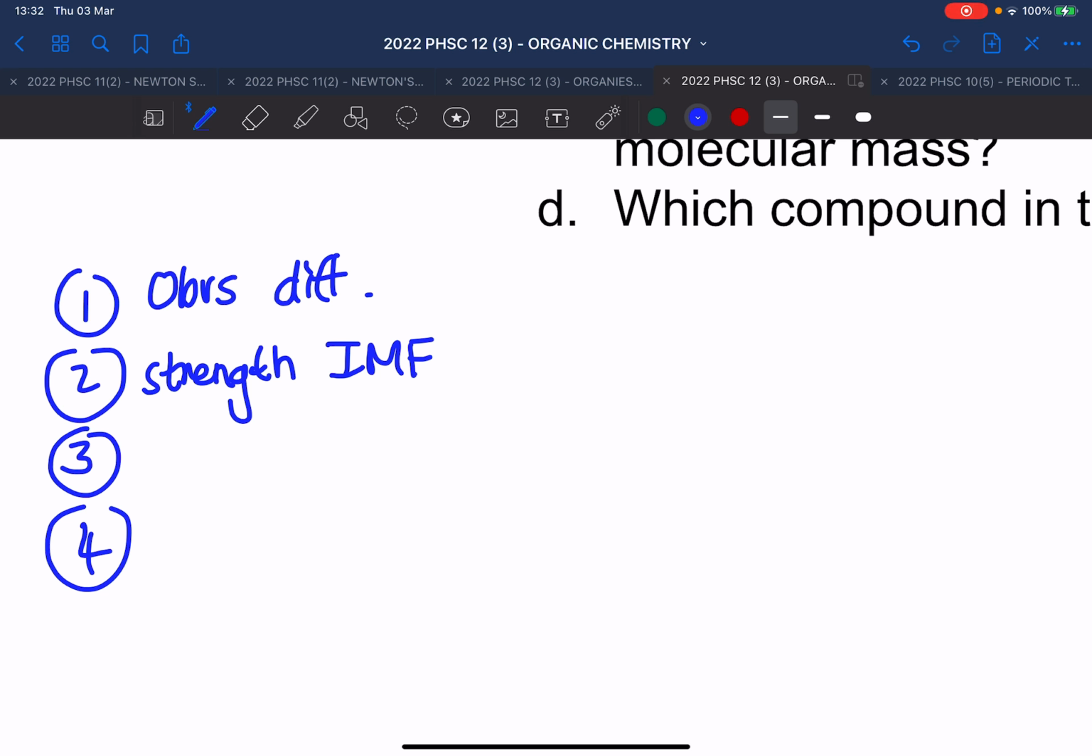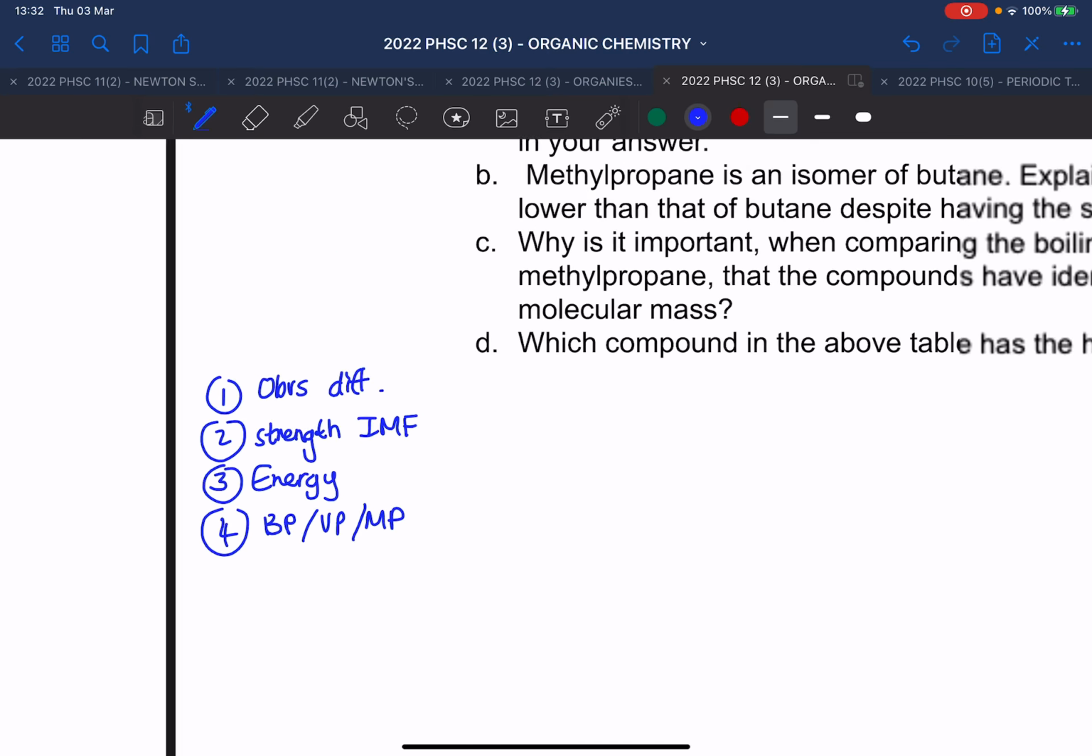Then the third bullet point is that magic one that you always say, is the one that is with the energy. Thus, more energy is needed to overcome intermolecular forces between the particles. And the last one, you refer back to the boiling point, or the vapor pressure, or the melting point, or whatever the question was. Okay, right.